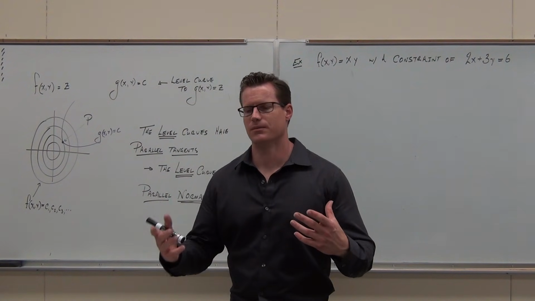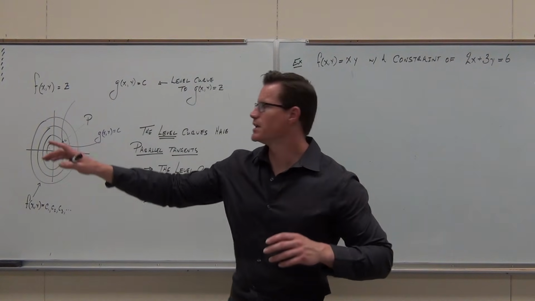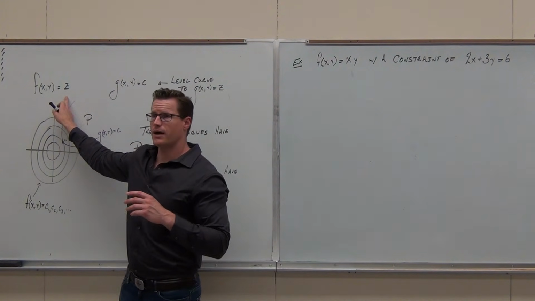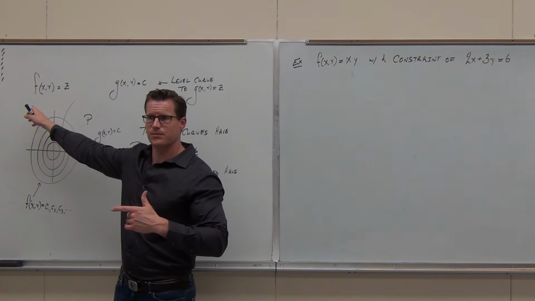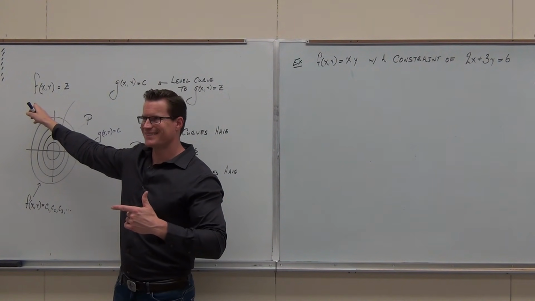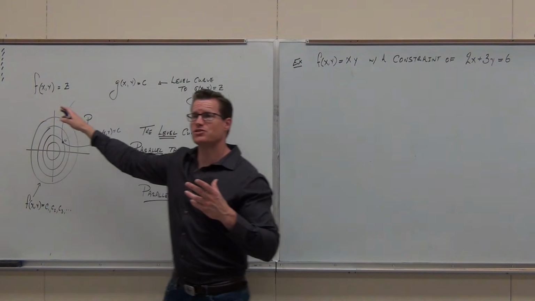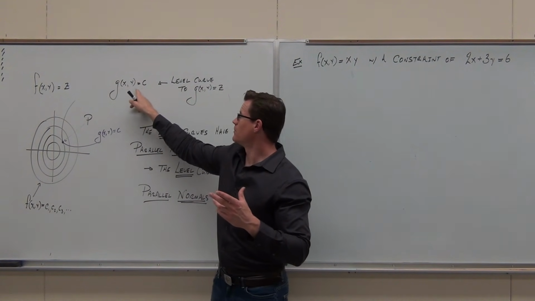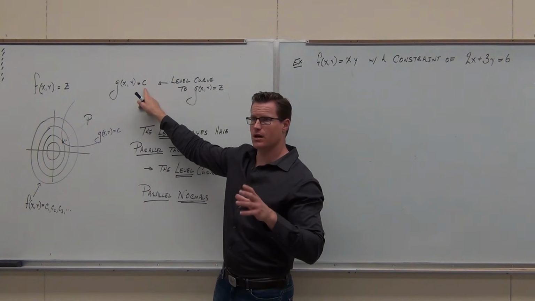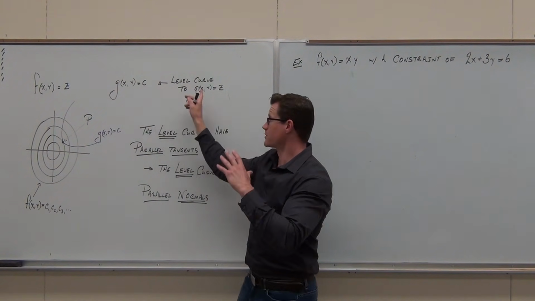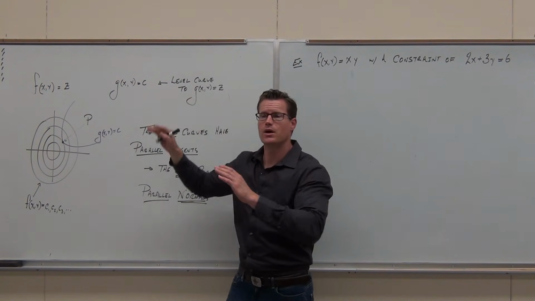Here's our idea. Suppose I give you some function, verify it's a surface. Are you guys alive? Yes. Okay. And suppose I give you a constraint. Well, if I give you a constraint equal to a constant, this is a level curve to some other function, some other surface. So let's check it out.